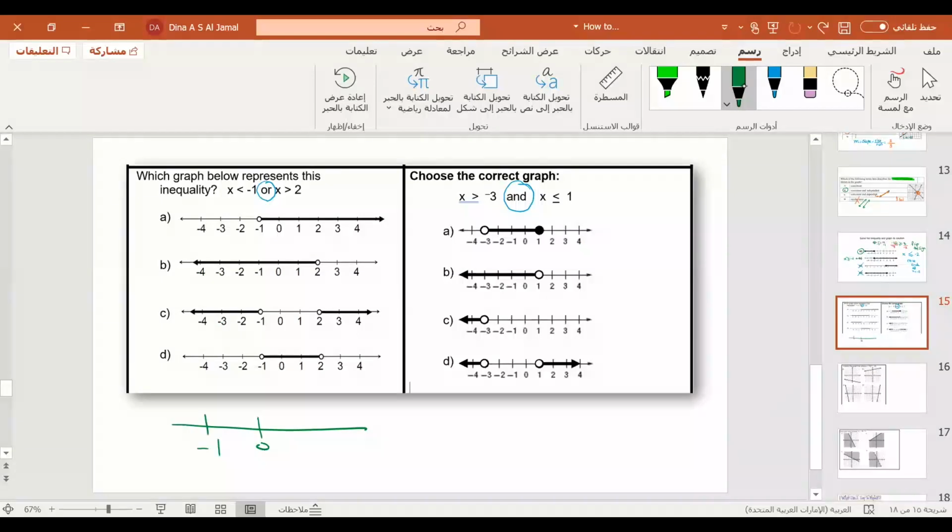0, -1 and 2. Open circle here, open circle there. Then ask yourself, what are the numbers less than -1? Is it to the right? Is it to the left? So it will be to the left.